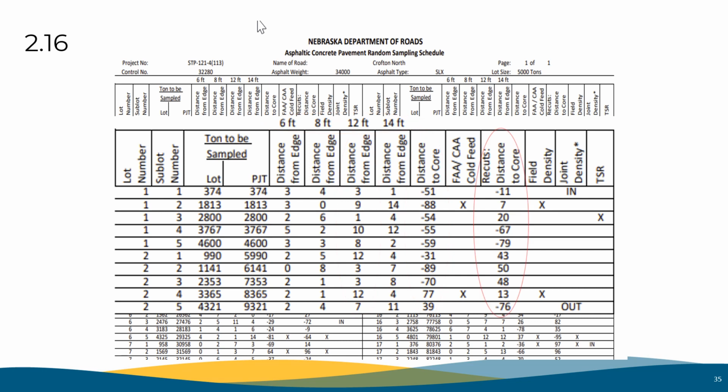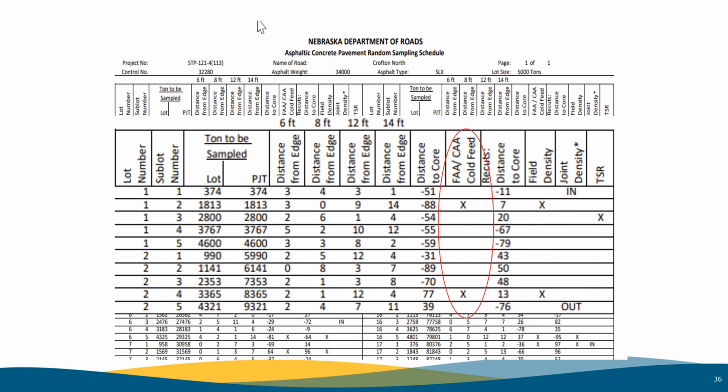The recuts distance to core column indicates the distance ahead or back stationing from where the original hot mix sample was taken. The joint density column indicates the in or inside and out or outside joint where the joint density is going to be taken for the lot. Inside is toward the center line and outside is toward the shoulder. If the contractor chooses to use the gauge for joint densities, they shall cut a correlation core in Lot 1 and at a minimum of every 3 lots after that.